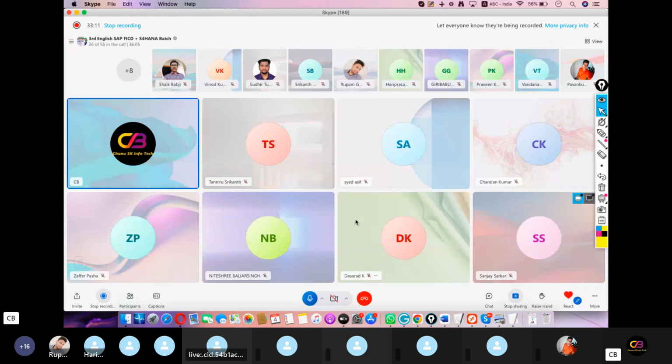You know, 75% of business transactions in the world happen only through SAP software. That's the reason you don't ask the scope of SAP. 75% of business transactions are happening only through this software.